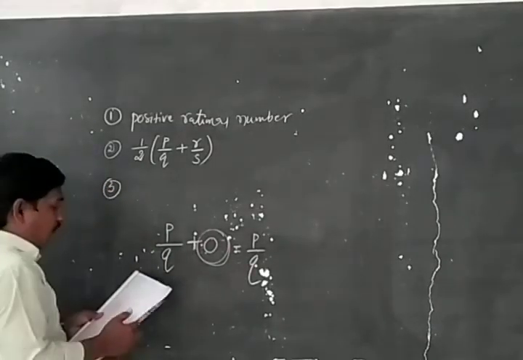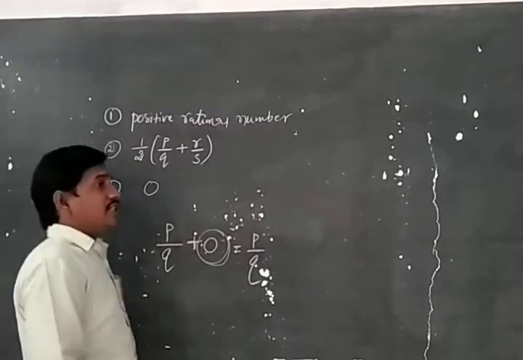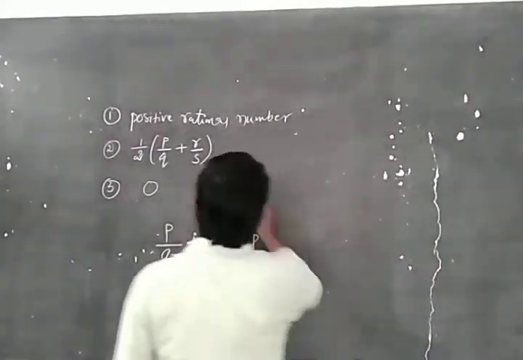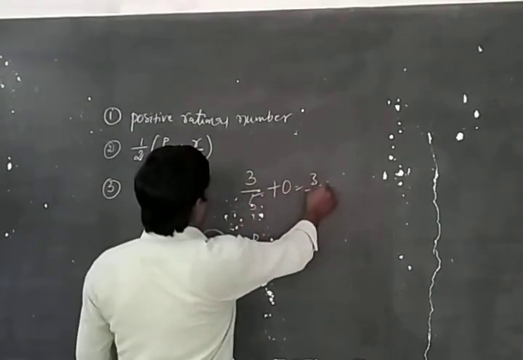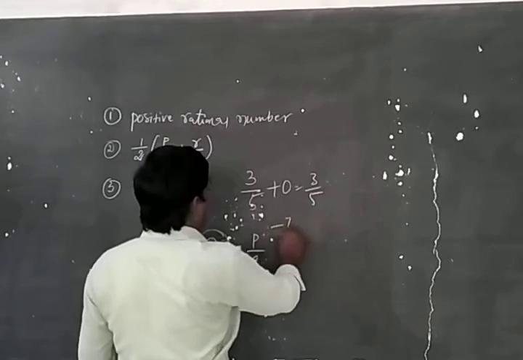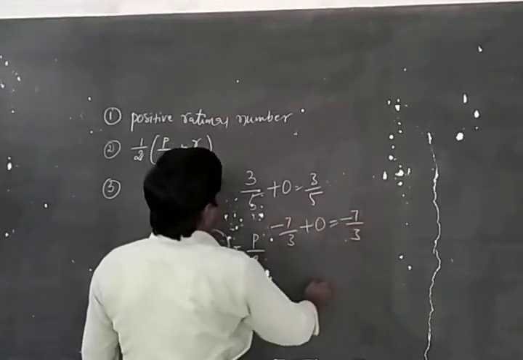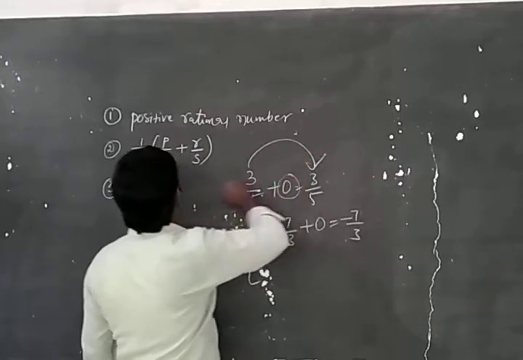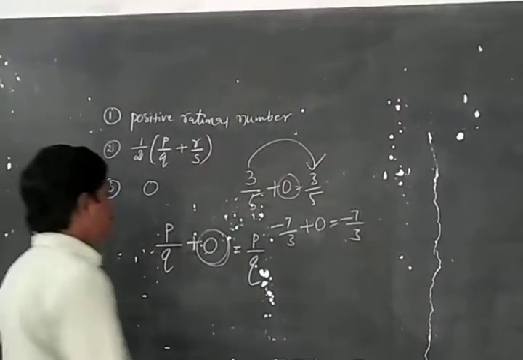Next, what is the answer? 4. 0 is the additive identity for any rational number. For example, 3 by 5 plus 0 equals 3 by 5. Minus 7 by 3 plus 0 equals minus 7 by 3. By adding 0, we get the same rational number. That's why 0 is the additive identity.